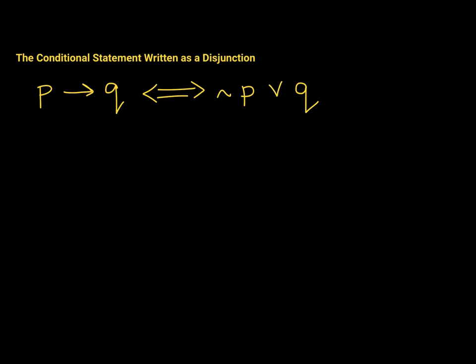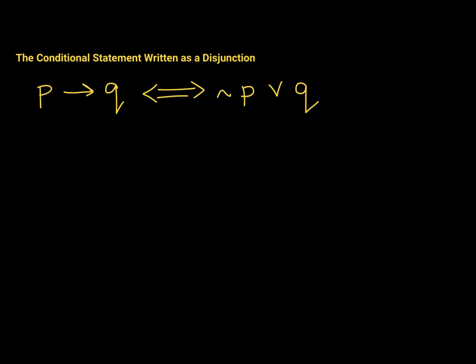You know, what's also interesting is we can rewrite a conditional statement, if P then Q, as not P or Q. That's really interesting. Or the other way around as well, not P or Q, this disjunction can be rewritten as a conditional statement if we wish. That's really cool.